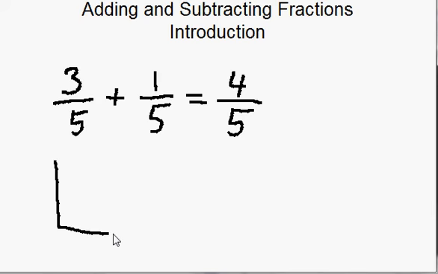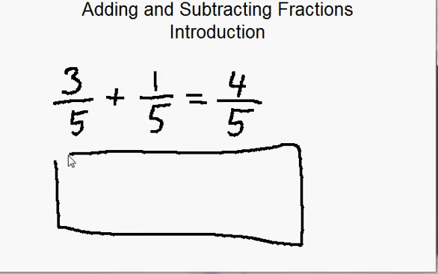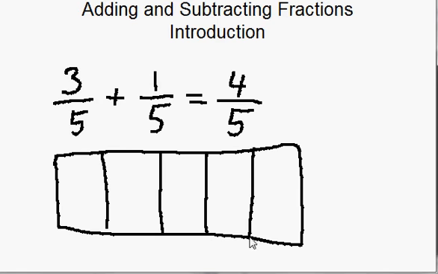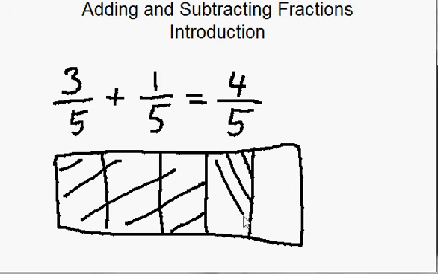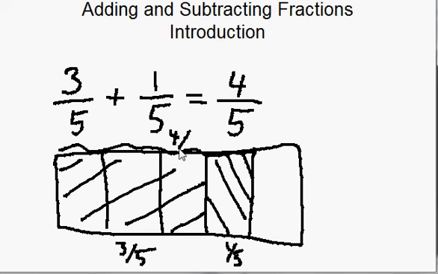Let's just draw a picture of this. So we have an object split into 5 pieces. And we start out with 3/5. And then we add 1/5. So altogether we've got 4/5. 3/5, 1/5, and together it makes 4/5.